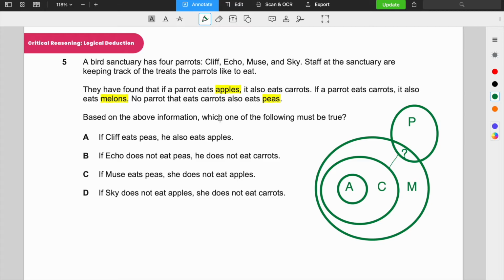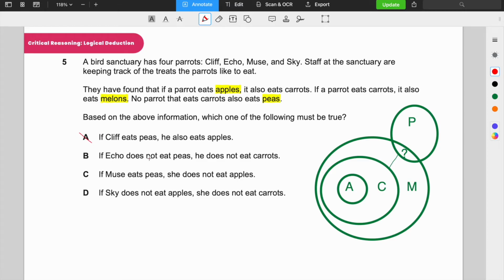Based on the above information, which of the following must be true? So first of all, we have if Cliff eats peas, he also eats apples. Not necessarily. Actually, that's impossible, because if Cliff eats peas, then he can't eat apples. There's no overlap. So A is wrong.